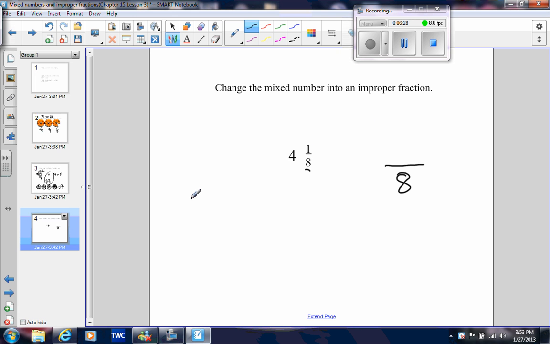Well, with each whole here, we've got 8/8. That would be one whole, but I don't have one whole, I have 4 wholes. Another 8/8 would be 2 wholes. I don't have 2 wholes, I have 4. So I'm going to continue. That would be 3 wholes. That would be 4 wholes. So we have 4 wholes, 8/8 for each one of them. That one, that one, that one, that one. Lets us know how many we have.